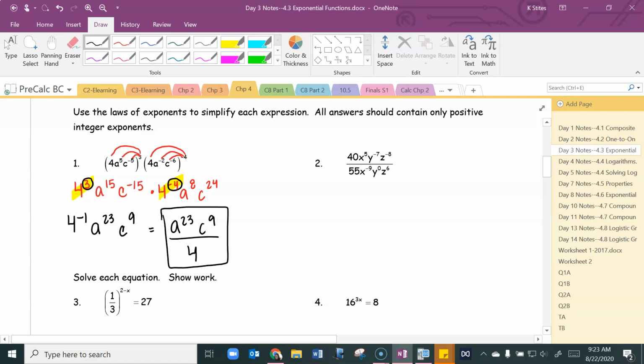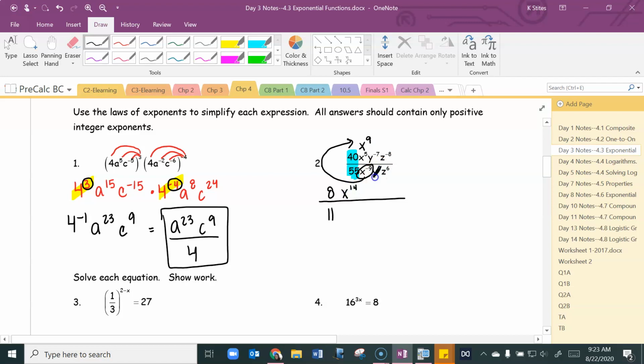All right, number 2, we can go ahead and divide 40 over 55. And that reduces to, I believe, 8/11. Your x's, we have a negative exponent here, so this is going to move to the top. When it moves to the top, it's going to become a positive, and now you will have 14 x's in the numerator.